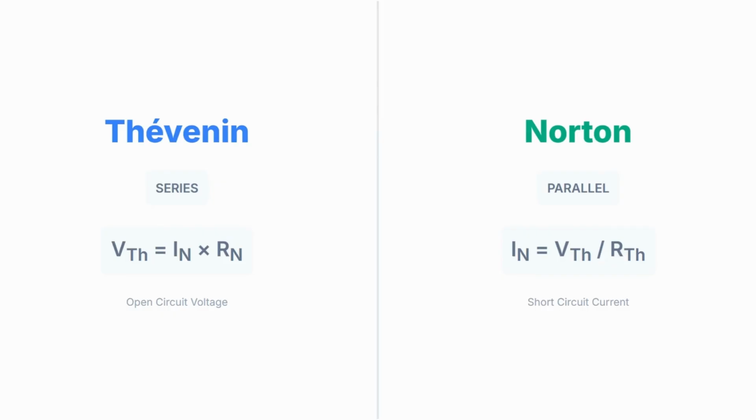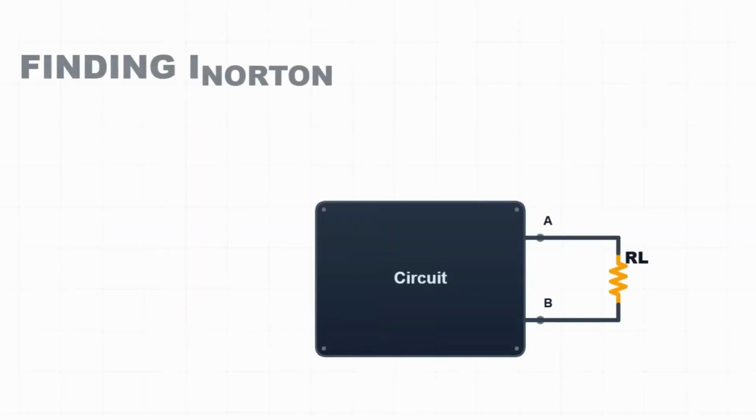They are mathematically related by Ohm's law. V Thevenin equals I Norton times R Norton. This means if you find one, you effectively have the other. But today, we are going to learn how to find the Norton equivalent directly, because for many parallel circuits, it is much faster. How do we find I Norton?